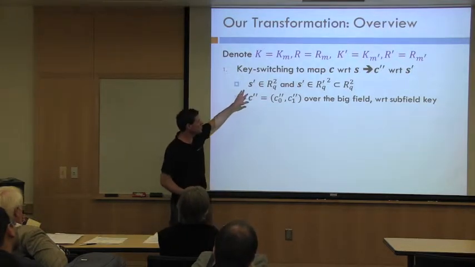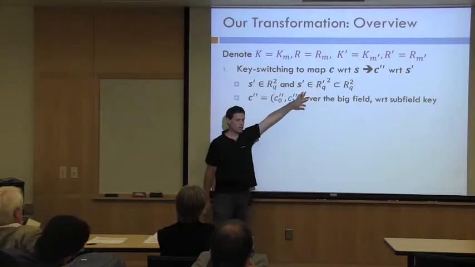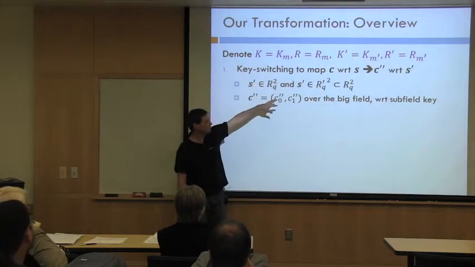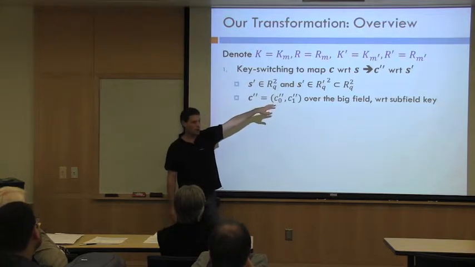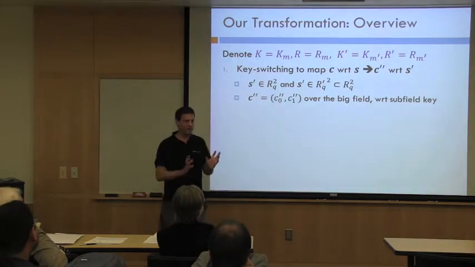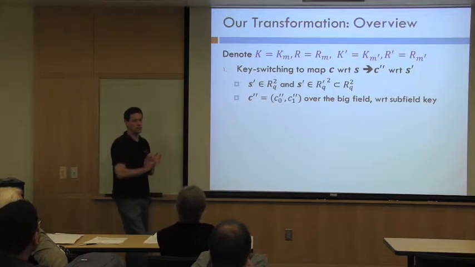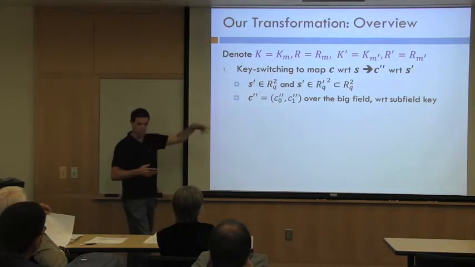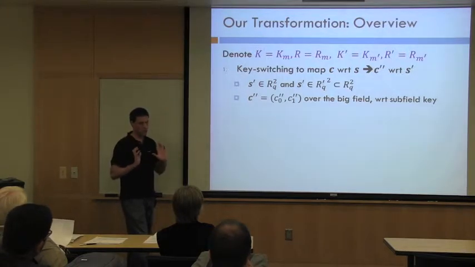And the first thing you do is you just do plain normal key switching in the big ring, translating your ciphertext C to a ciphertext C double prime relative to S prime. That doesn't reduce the dimension of anything. You still have a ciphertext over the big ring, and the ciphertext does not live in the small ring. But it's valid with respect to a secret key that does live in the small ring.